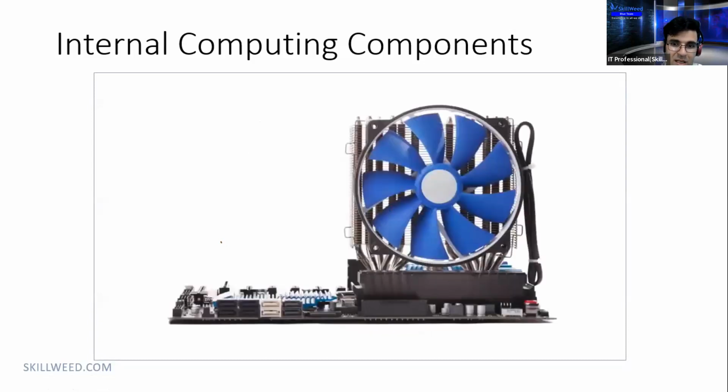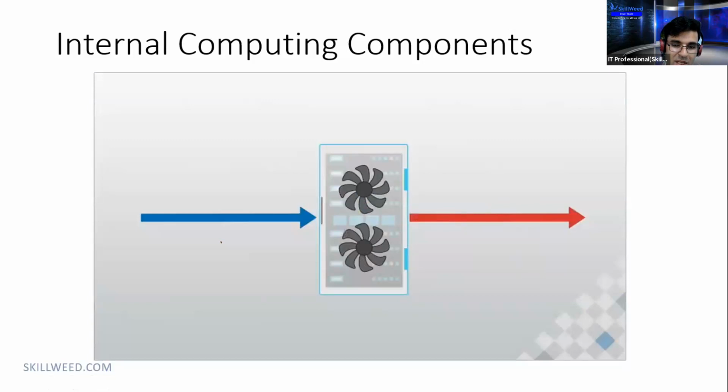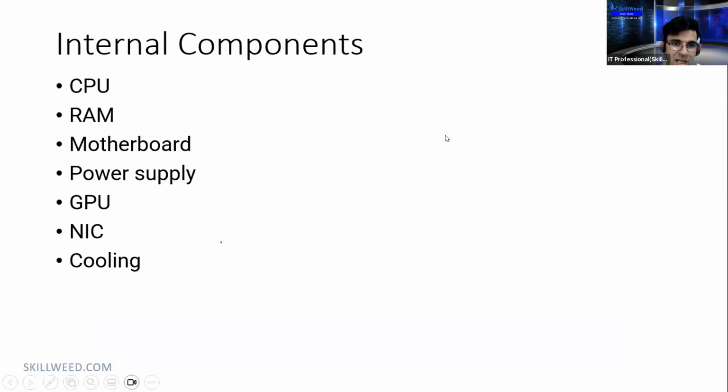Okay. This is how your desktops look with a fan cooling system, and these fans maintain the temperature for your CPU and make sure that they are totally fine and in a stable position. Okay, the internal components now include CPU, RAM, motherboard, power supply, GPU, and IC cooling.